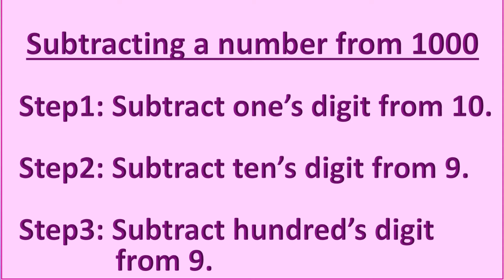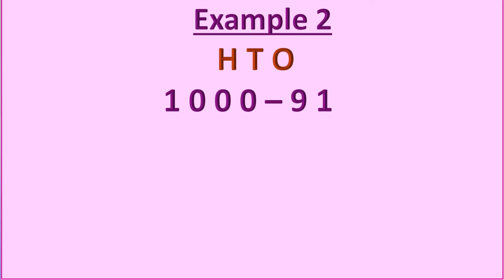Now we will see how to subtract a number from 1000. Step 1. Subtract the 1's digit from 10. Step 2. Subtract the 10's digit from 9. Step 3. Subtract the 100's digit from 9.